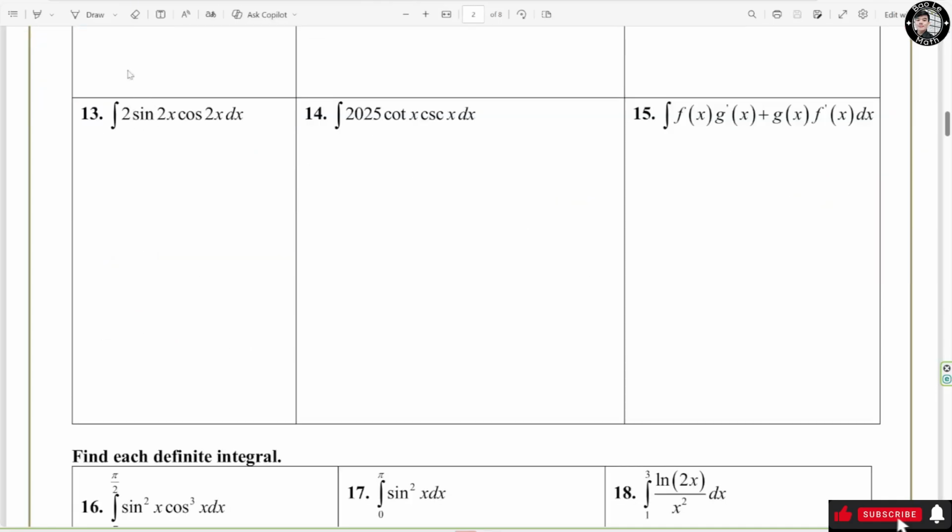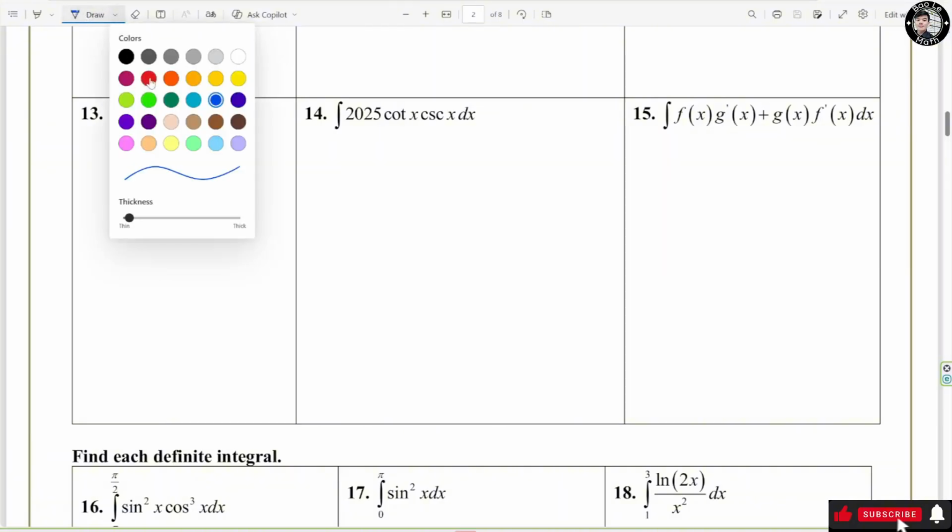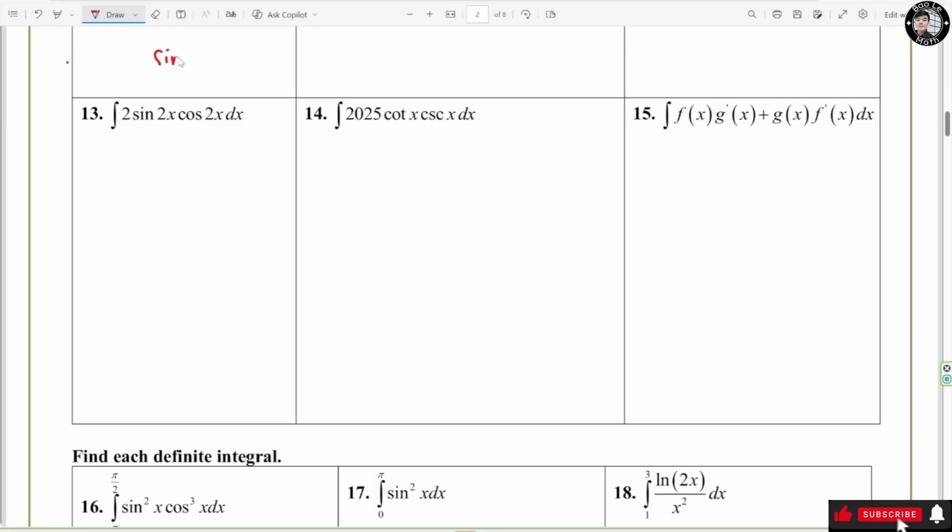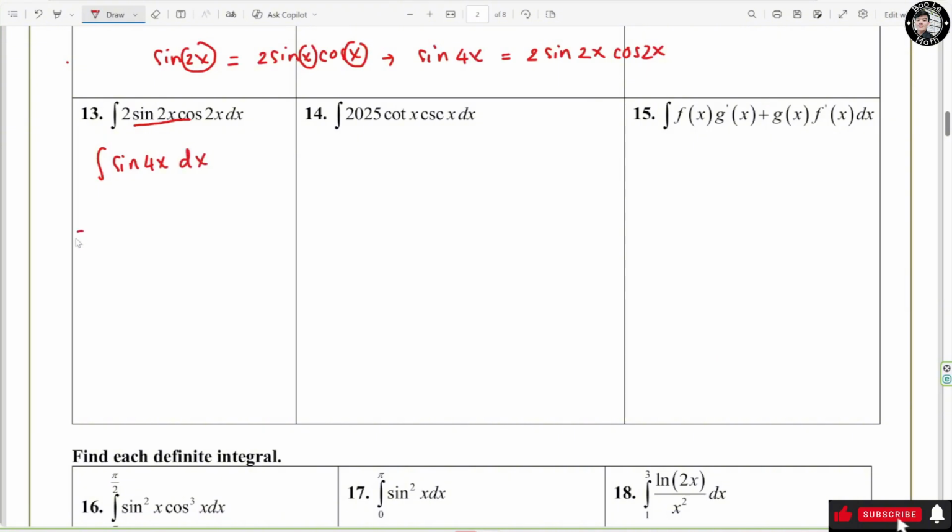Now let's move on to question 13. So we need to use the trig identity to do this problem. We have sine 2s equals 2 sine s cosine s, right? And then you have sine 4s. Remember, this angle right here is always double this angle. You see that? So sine 4s should be 2 sine 2s cosine 2s, right? So I'm going to replace this one right here with sine 4s. So it will be antiderivative of sine 4s ds, right? So it will be negative 1 over 4 cosine 4s plus c. This one is the final answer.